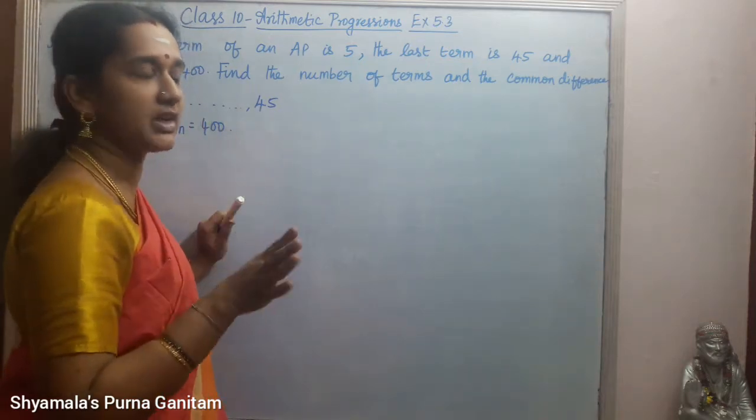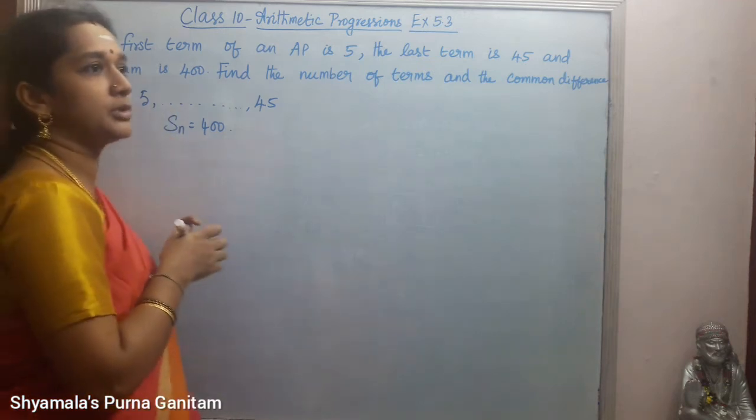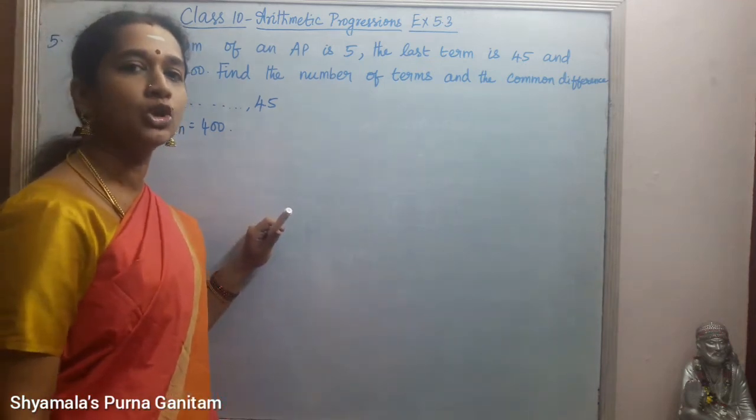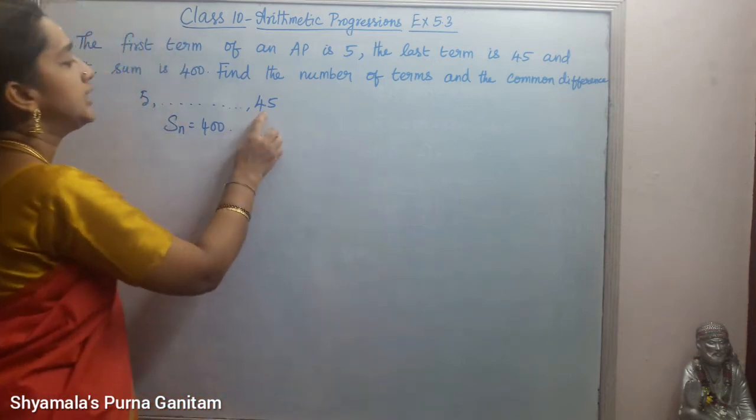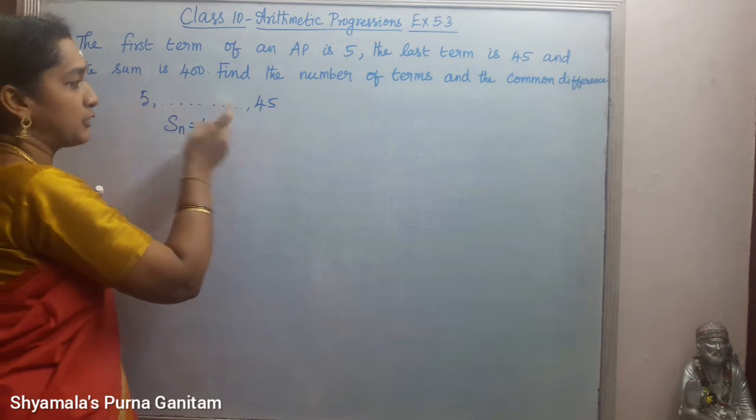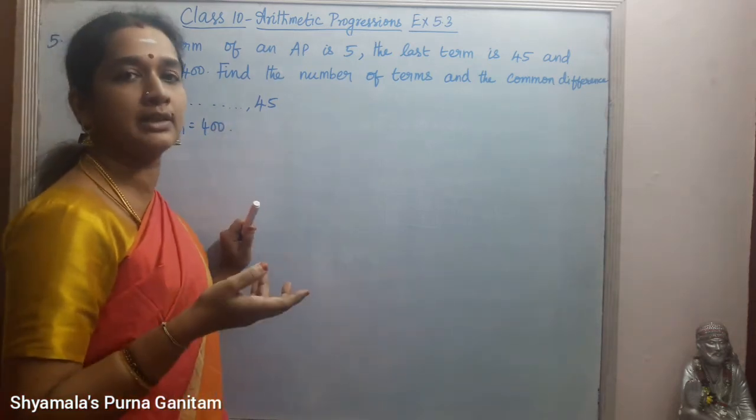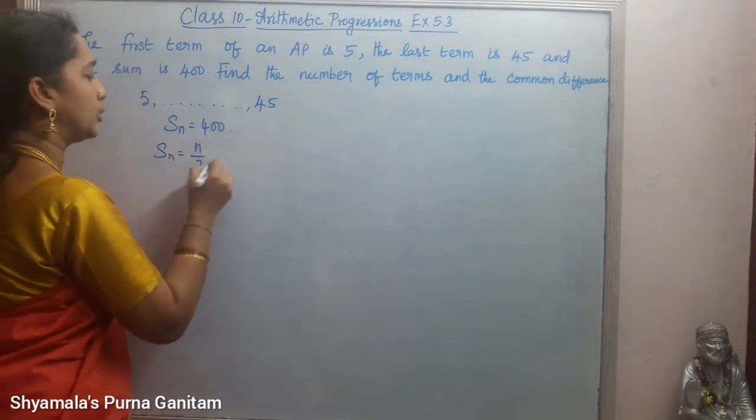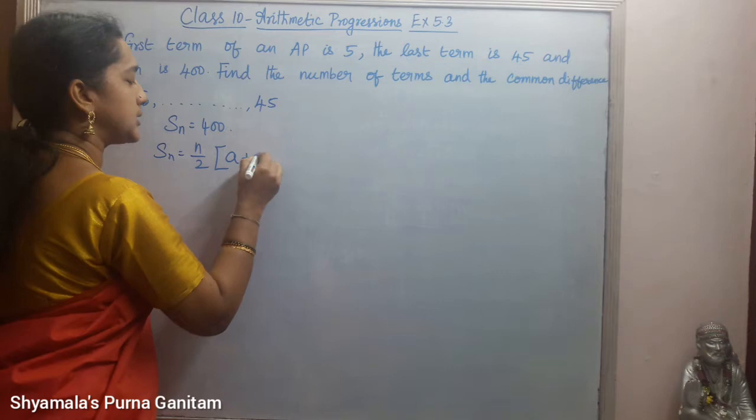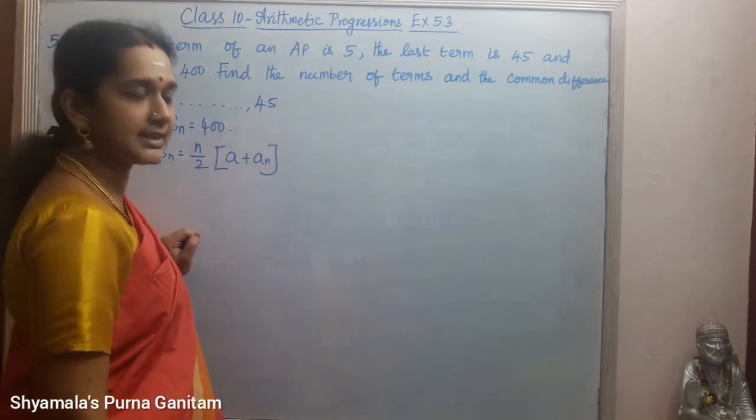So, these two things we are asked to find. Here we will take the Sn formula, which is n by 2 into (2a plus (n minus 1) into d). But instead of the number of terms, here the last term is given. So we will use the Sn formula, Sn is equal to n by 2 into (a plus an), where an is nothing but the last term, a plus l.